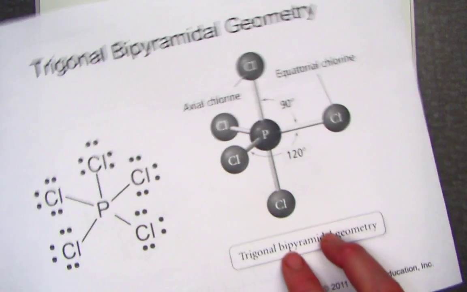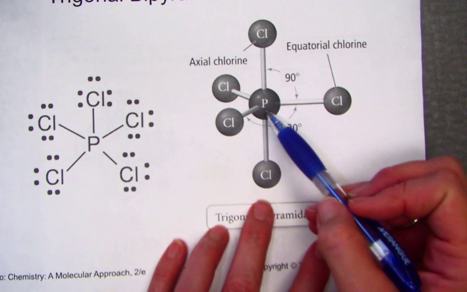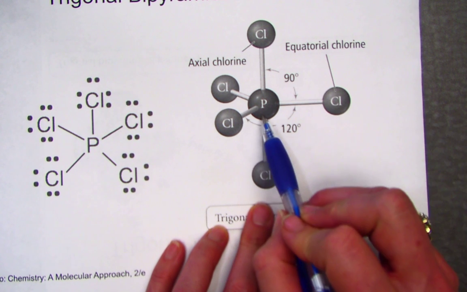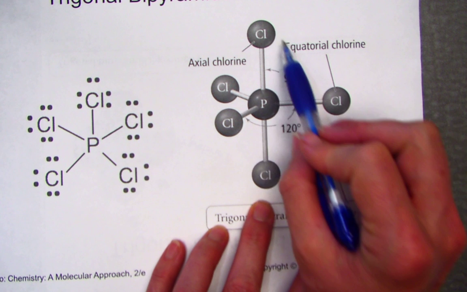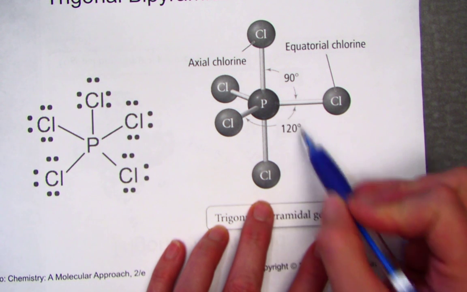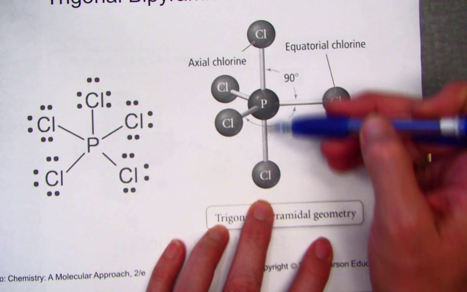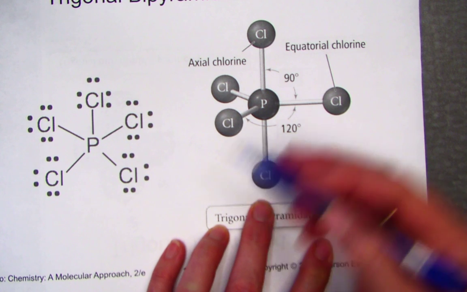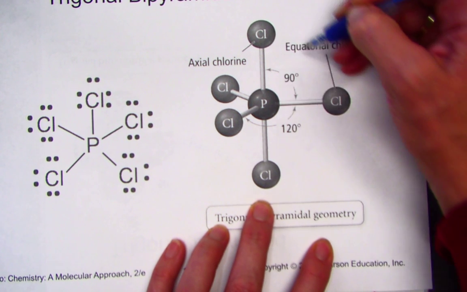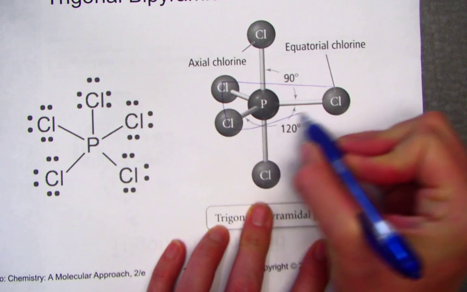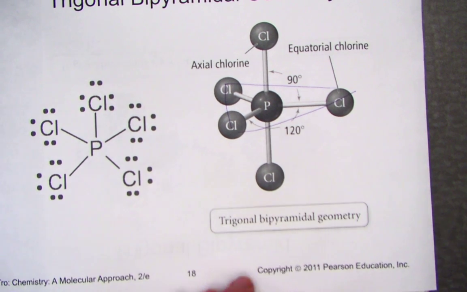The trigonal bipyramidal geometry shows 2 different positions. In this example, we see phosphorus pentachloride. Phosphorus is our central atom with 1, 2, 3, 4, 5 chlorines attached to it. Phosphorus would extend its octet and create PCl5. Top to bottom are the axial positions, and there are 3 equatorial positions. Exactly 90 degrees between an axial and an equatorial, and the positions of a triangle here would be the 120 degrees.